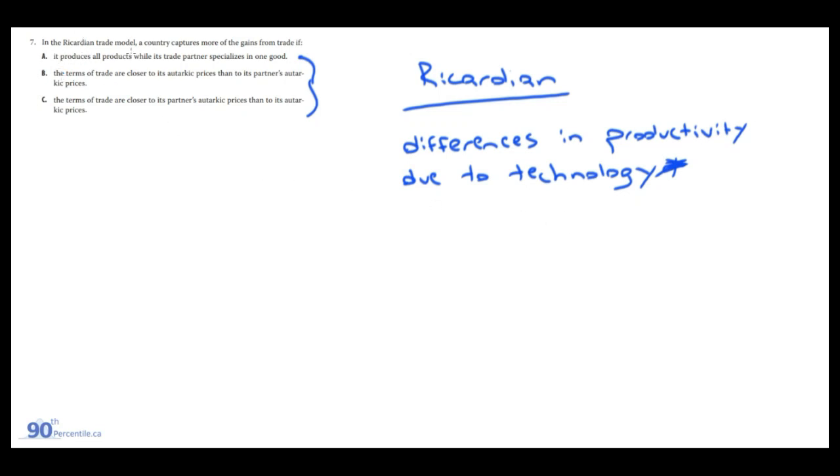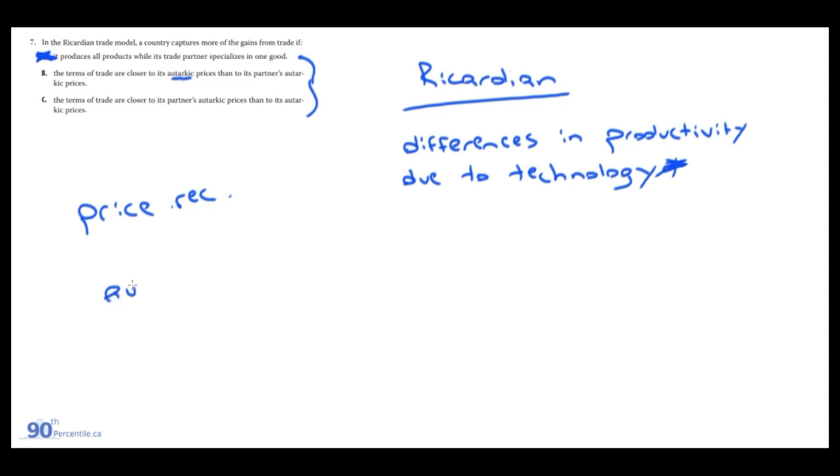So if we're coming to A, will a country capture more gains from trade if they produce all products while its trade partner specializes in one good? No. The whole idea of absolute and comparative advantage still applies. And then we have a couple here saying, in B, the terms of trade are closer to the autarkic prices than to its partners' prices. The terms of trade are closer to its partners' autarkic prices than to its autarkic. Okay, so it's talking about the terms of trade, so the price that it's receiving is closer to its autarkic prices.